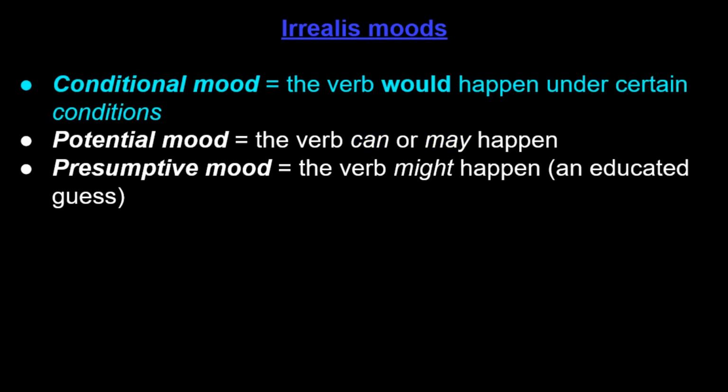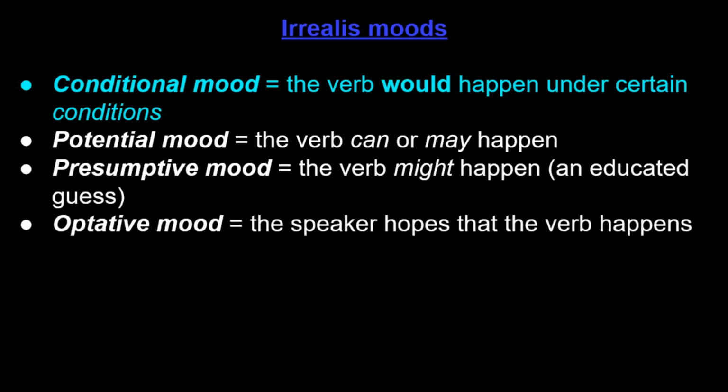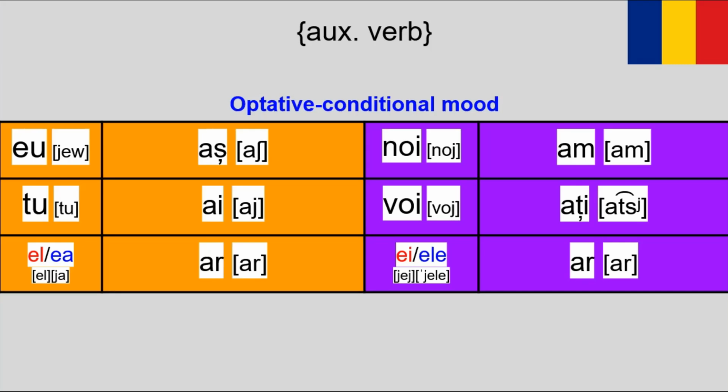You're making a presumption, an educated guess. It roughly translates to might, and Romanian has a whole set of auxiliary verbs beginning with o for it. There's also a mood for when you wish something happens, and that's called the optative mood. Staying in Romanian, their conditional mood technically has the full name of optative conditional because it does both of those roles.